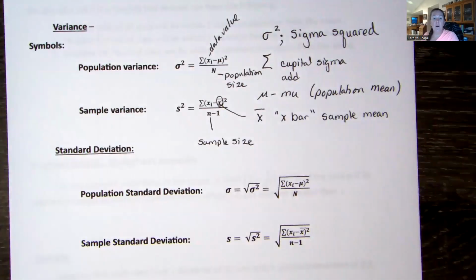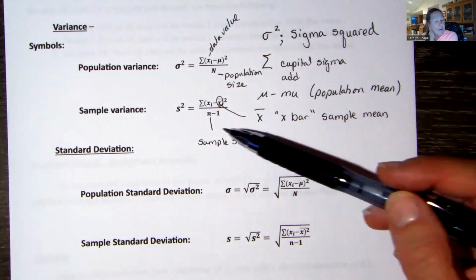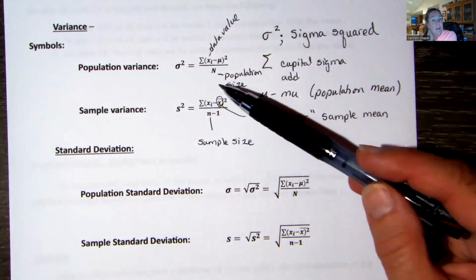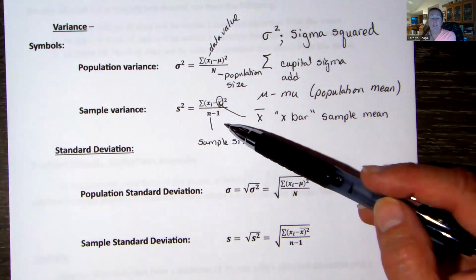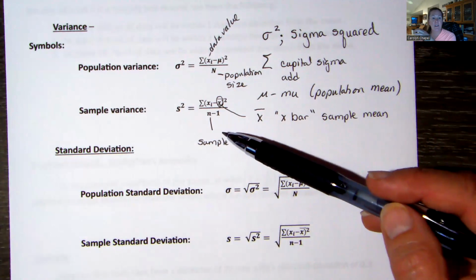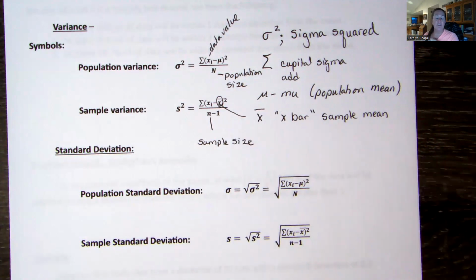Okay, so we're going to take 1 less than our sample size. And the reason we divide by n minus 1 instead of n is we would rather overestimate our variance, how variable our data is.